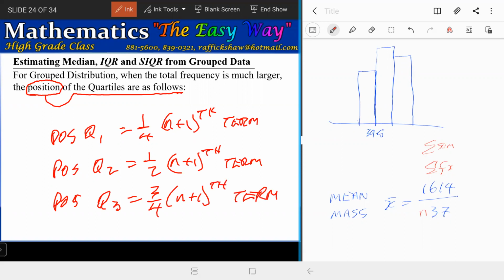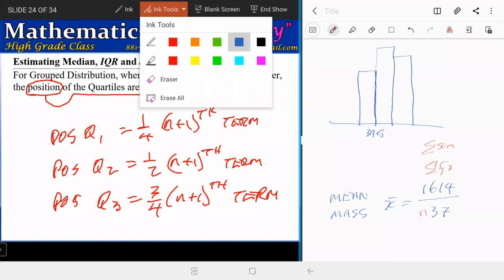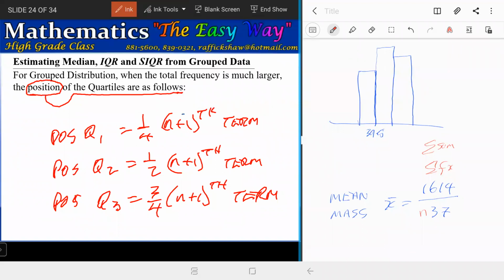When the data is raw, you can look at it and divide it in half and half and so forth. But when the data is in a table, that's what we use to calculate the position of the quartiles. Now, when the frequency is very high, and you're estimating anyway, you don't need the +1 anymore. You don't need that anymore.